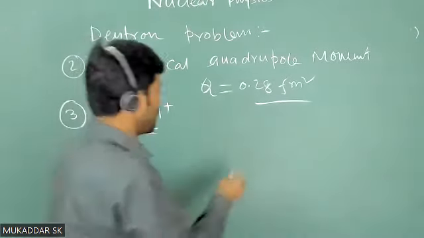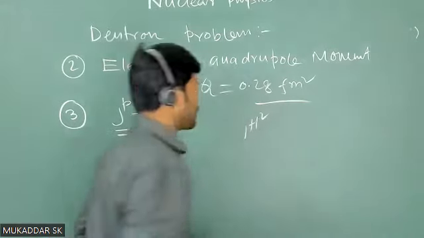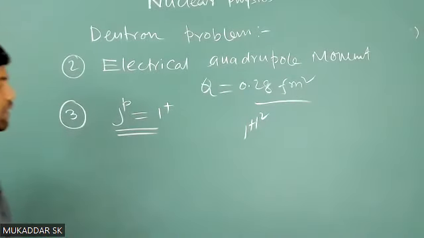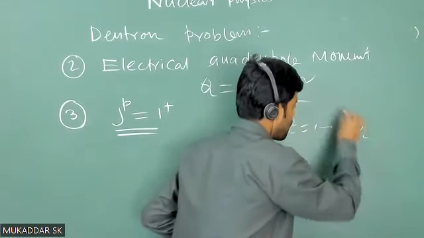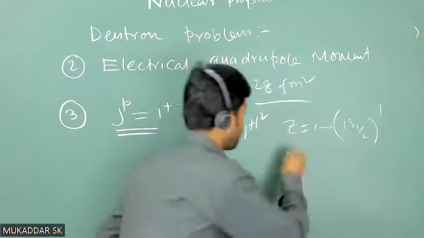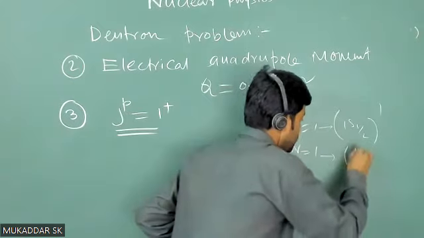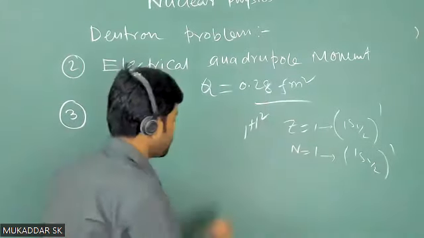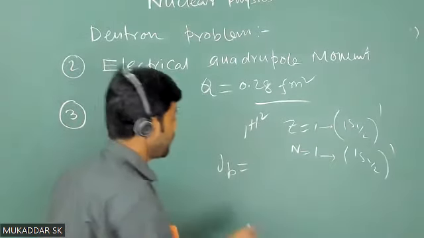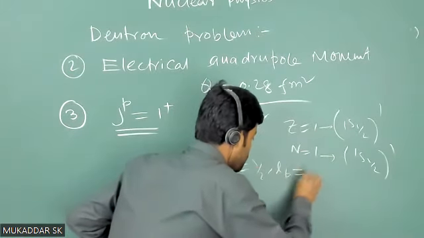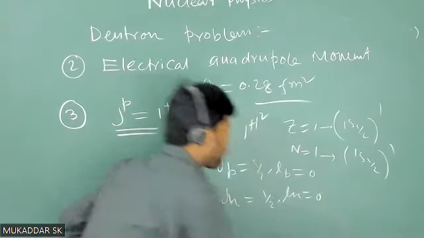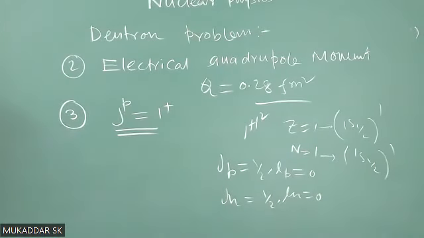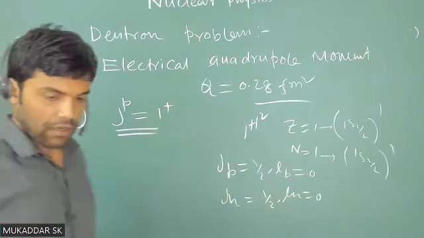So very simple, because deuteron is nothing but a 1H2 nucleus, right? One proton and one neutron are there. Here we will have Z equals 1, so the filling will be 1s, with proton spin half, and neutron is also 1. So I will fill like this. It means JP is half, LP is 0, JN is half, LN is 0. Right?